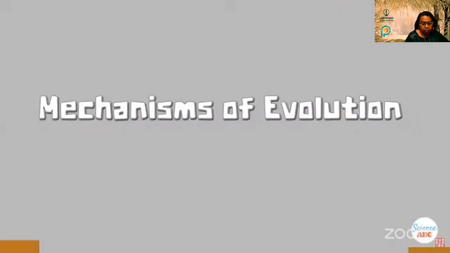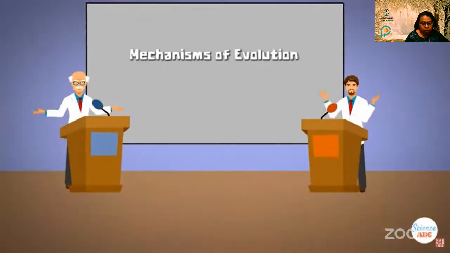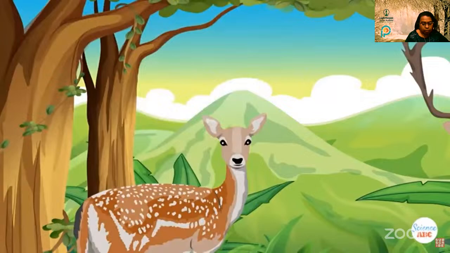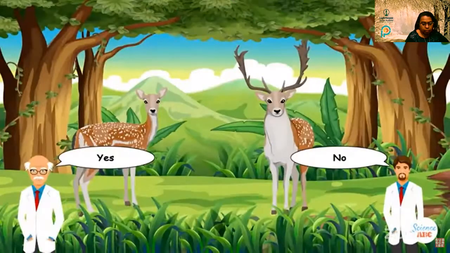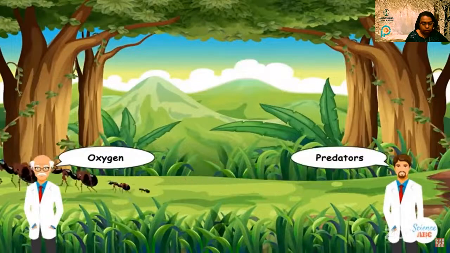The evolution of life doesn't only act through one mechanism. The main debate revolves around how much one mechanism contributed to the changes we see today. Do deer have antlers because they want to look sexy, or is it simply a byproduct of some other change? Did insects get smaller because of a lack of oxygen, or predators, or both?